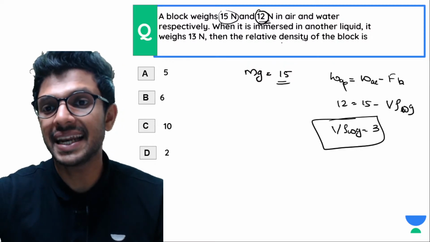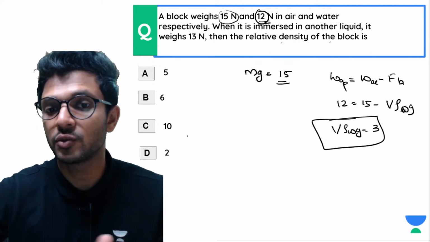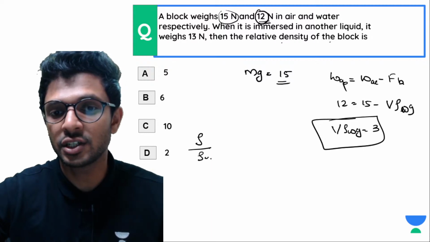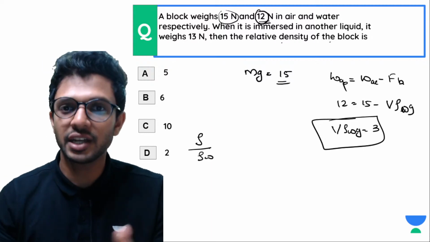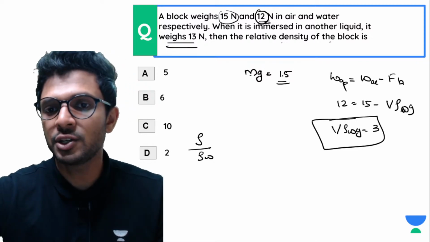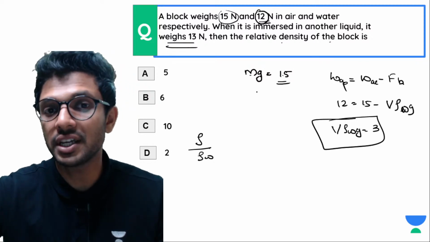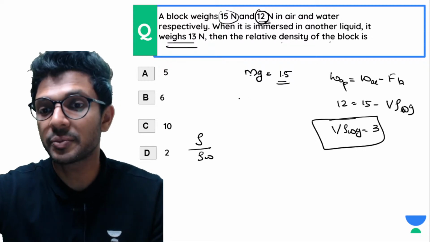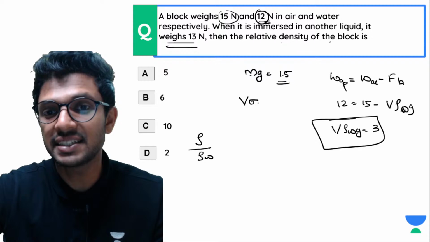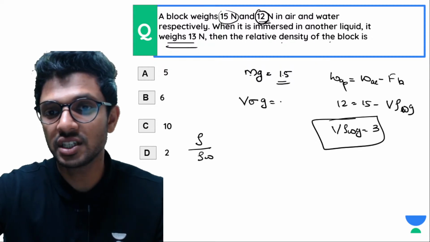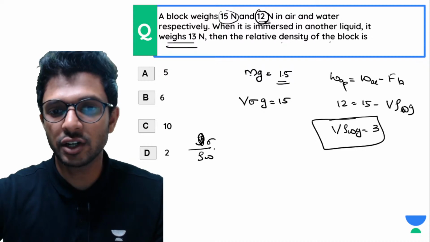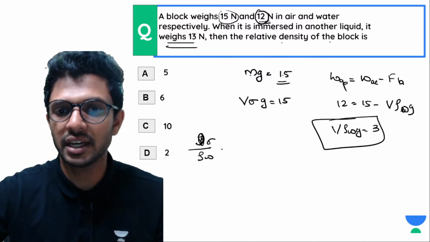Question is, what is the relative density of the block? What is relative density? Density of the block divided by density of water. From there you don't even have to go to the second part of the question. See, m into g is 15. Mass of the block, how will you write? Mass is volume of the body into density of the block, into g is 15. Done. So you want density of the body by density of the water, sigma by rho w.